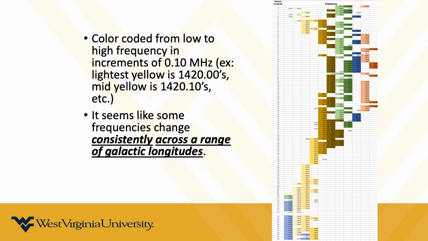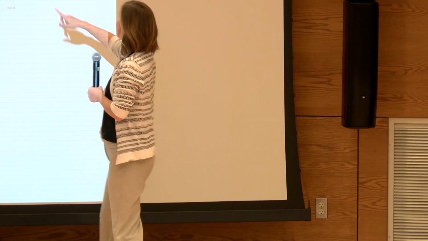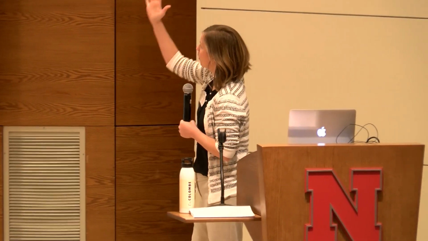So another thing we could do is look at similar frequencies. So I've just color-coded them here, where the first column is like 1419 point something, 1420 point zero something, 1420.1 something, 0.2 something, 0.3 something, 0.4 something, 0.5, 6, 7, 8, and 9. So starting to see some trends that way. It seems like some frequencies change consistently across a range of galactic longitudes. Do you agree?